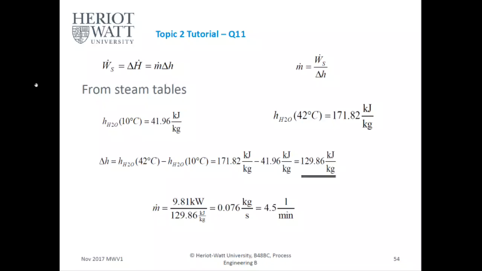Something similar to this will be in topic 6, which almost always turns up in the exam. So learn how these enthalpy changes work. The mass flow rate is 9.81 over 129.6 kilojoules per kilogram, which gives you 0.076 kilograms per second, equals 4.5 kilograms per minute. It's just a unit conversion. This is the flow rate you require to heat that water to 42 degrees from 10 degrees.